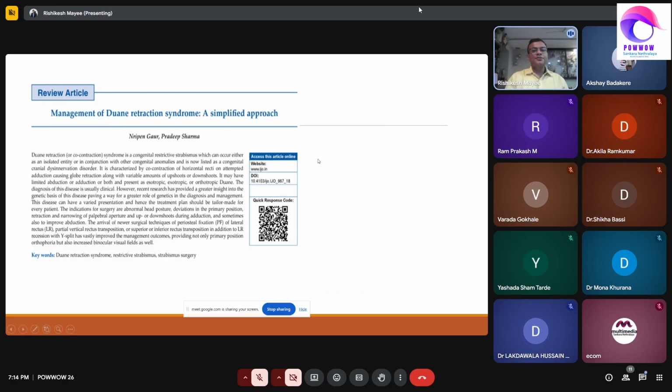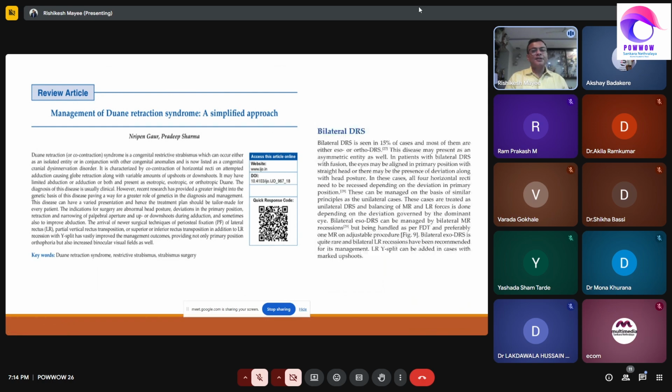So I went through literature. Usually, this is the article I follow, Dr. Pradeep Sharma et al. in IJO. Towards the end of this article, they have mentioned bilateral exotropic Duane's, which is quite rare and usually can be tackled with lateral rectus recession or a Y-split, just like doing a unilateral surgery. So my thought process was pretty clear, or it was seconded by this article.